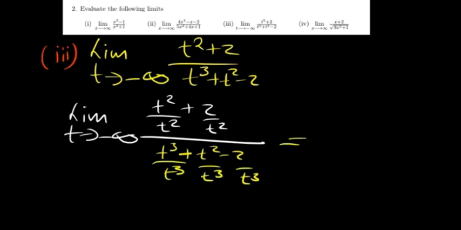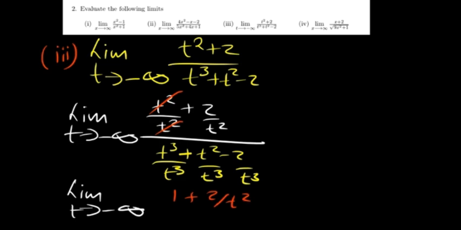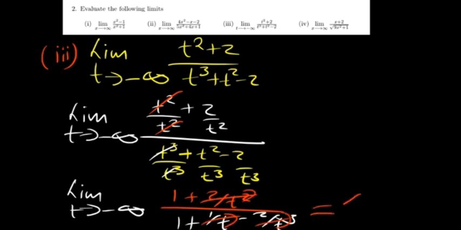So what we have, the limit as t approaches negative infinity. On top, you have 1 plus 2 over t squared. In the denominator, you have 1 plus 1 over t, and then minus 2 over t to the power 3. So all the parts that have a t in the denominator will become zeros. So eventually you just remain with a 1. This is very important.